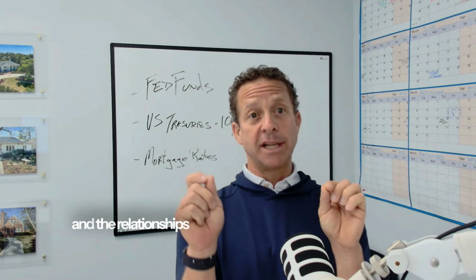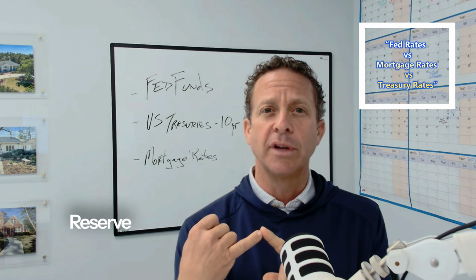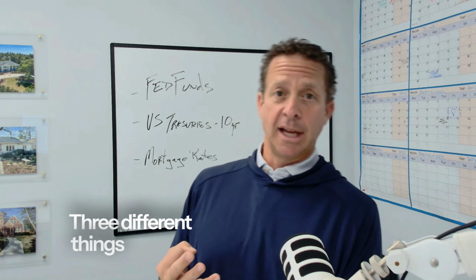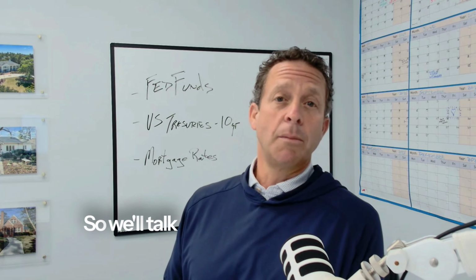Today, we're going to break down something that confuses a lot of people. So, the difference and the relationships between the Fed Reserve interest rates, the mortgage rates, and the US Treasury rates. Three different things and not necessarily correlated at all, really. So, we'll talk about what each one of them is, what affects each one of them, and how they affect each other. And hopefully by the end of the video, you'll be able to explain these differences to other people, even if you're brand new to finance.